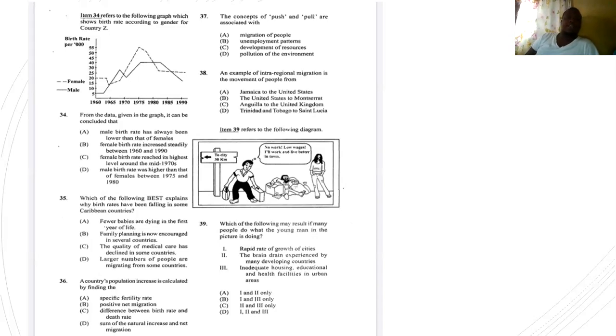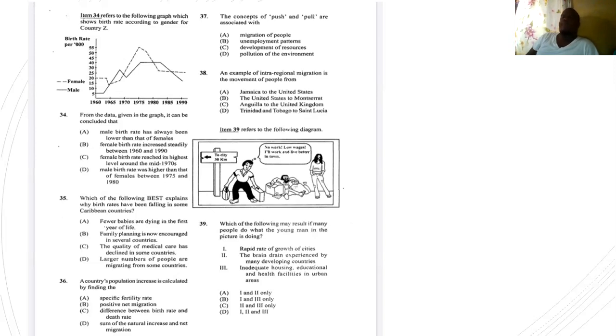So the question says, from the data given in the graph, it can be concluded that A, male birth rate has always been lower than that of females. B, female birth rate increased steadily between 1960 and 1990. C, female birth rate reached its highest level around the mid-1970s. Or D, male birth rate was higher than that of females between 1975 and 1980. Look at the graph. Sorry, the broken line represents the female, and the unbroken line represents the male.